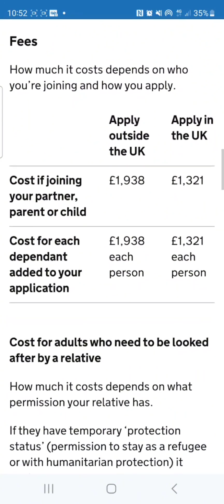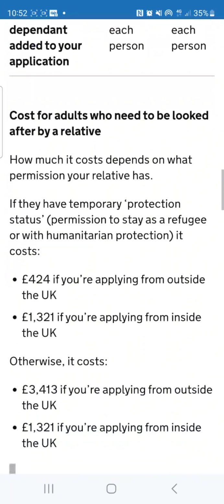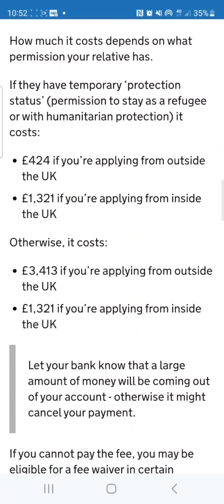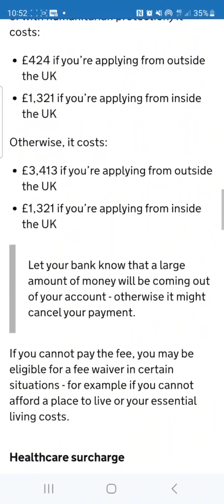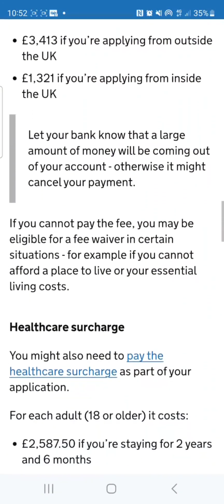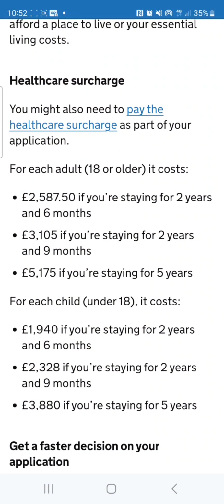Let's see fees and cost. If you are applying outside the UK, there are different fees. If you are applying in the UK, it's £1,321, and the cost of each dependent added to your application is £1,321 each person. The cost for an adult who needs to be looked after by relatives is a different price. Otherwise it costs 3,413, and 1,343 is for inside the UK.